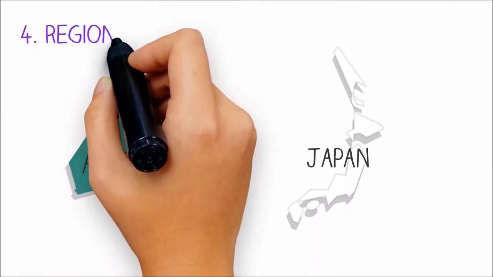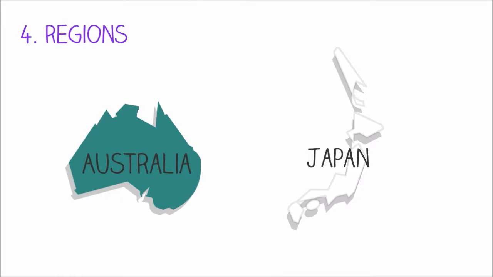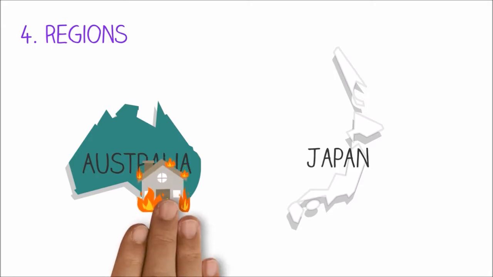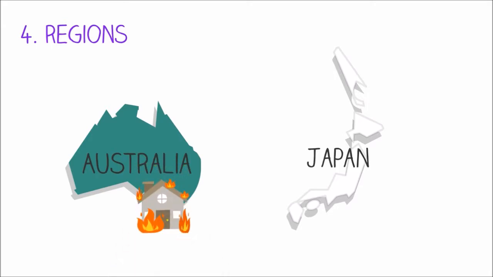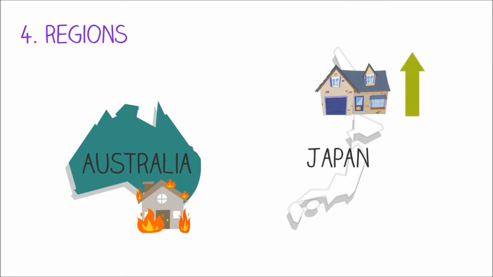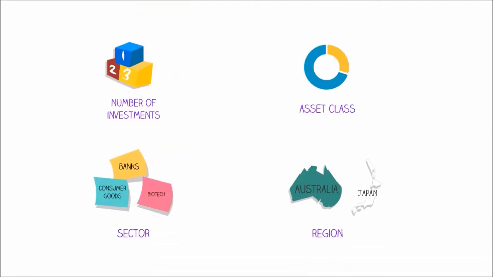The fourth way to diversify is across regions. Countries have differing levels of economic development and growth prospects. If the property market were to crash in Australia, for example, it could be the situation that at the same time, property prices in Japan are soaring due to a housing supply shortage. So, these are 4 important ways that you can essentially diversify to manage risk within your investment portfolio.